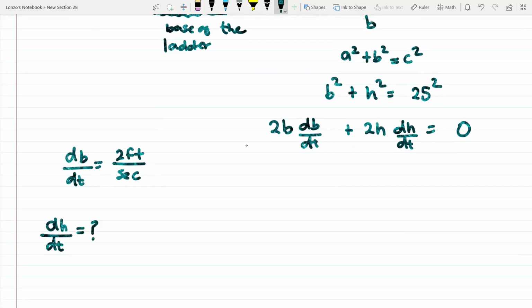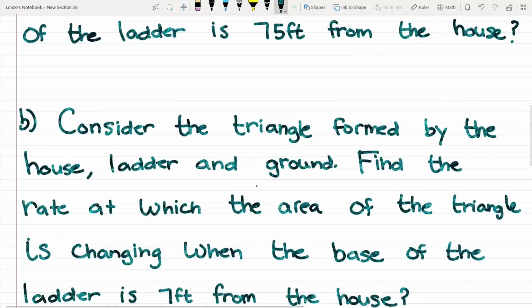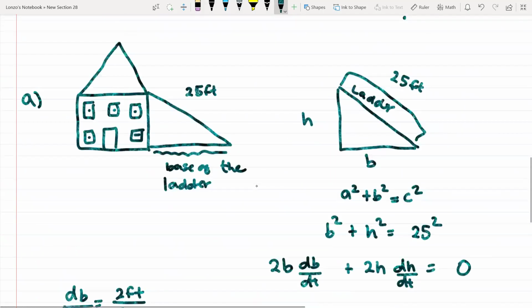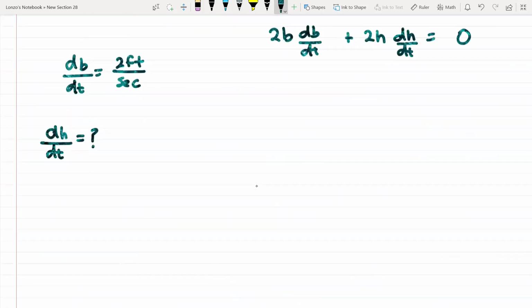Believe it or not, we also have one more thing. I made a mistake right here. This should not be 75 feet. This should be 7 feet. So we have a length, or in our case, our b would be 7 feet. So our b is 7 feet. Now we have a better chance of finding dh dt.